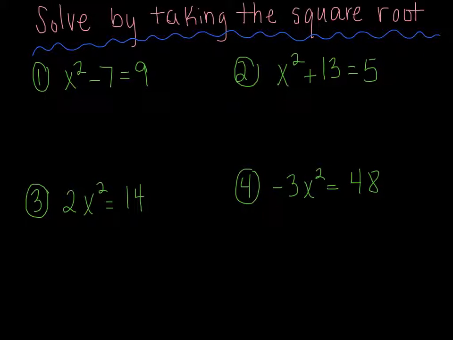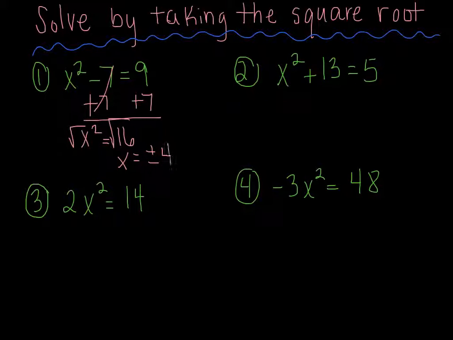Our next problems, we're going to have a little bit of a multi-step problem. So our first one, we have x squared minus 7 equals 9. To get x squared by itself, we must add 7 to both sides to cancel that out. Then we're left with x squared equals 16. Now we'll do like we did in the last slide and square root both sides, and x equals plus minus 4.